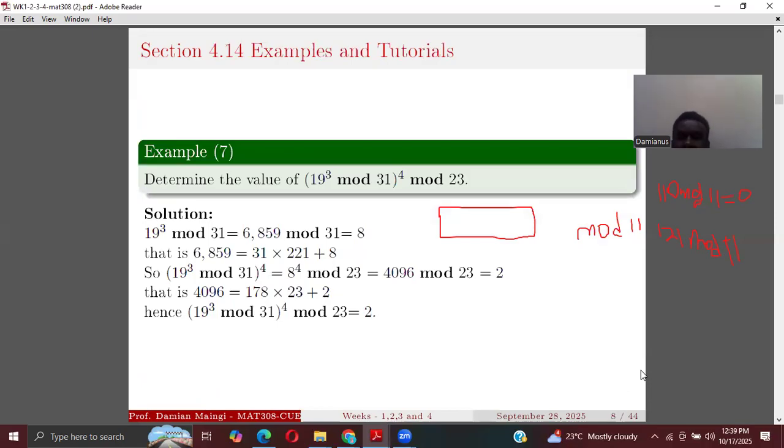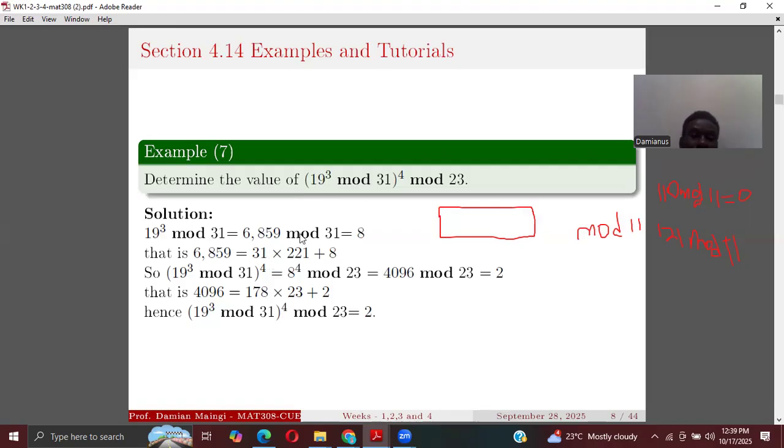Yeah, okay, here. These are concrete examples you can solve: determine the value of 19 cubed mod 31, power 4 mod 23. So what does that mean? Now I ask you to whip out your calculator and compute 19 cubed mod 31. From the context of what we were just talking about, you take 19 cubed, you get 6,859. So mod 31 means when you divide 6859 by 31, you see what happens.